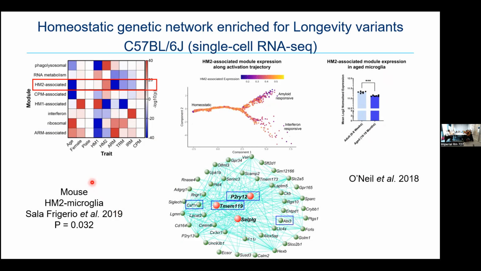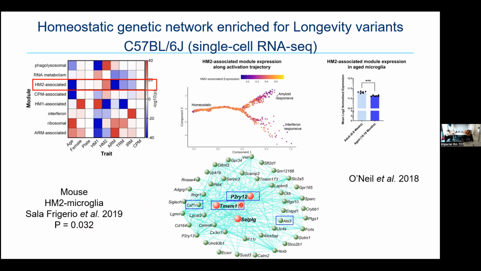Now we're looking at a homeostatic network. In all the modules that we investigated for enrichment of risk associated with longevity, it was only in this homeostatic network that we saw significant enrichment of variation associated with longevity. The p-value is significant but modest. Again, there are limitations to these data sets and the approach as well. The group of genes in question look like a homeostatic module.